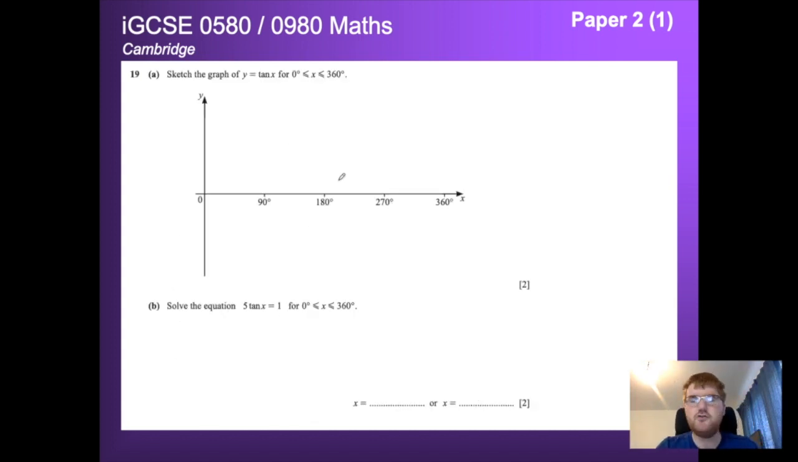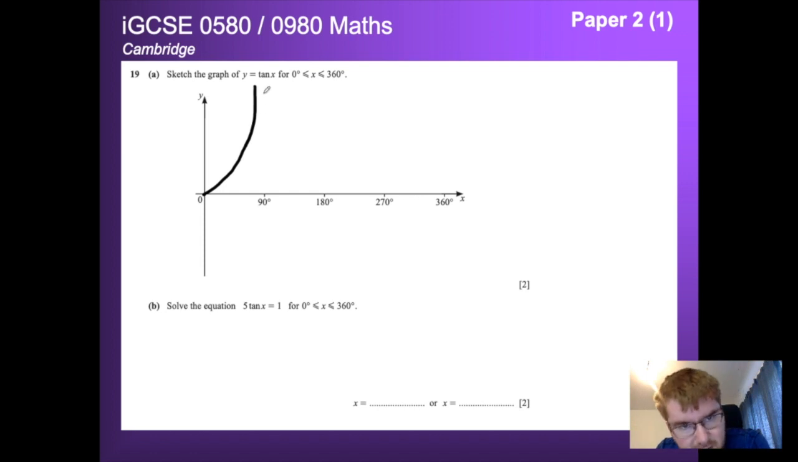Question 19, a bit of trig sketching, so this is always good fun. Sketch the graph of y equals tan x between 0 and 360. So you simply need to know these off by heart. Tan is one that often gets forgotten, so do make sure you revise. So the graph looks like so. I'll do my best with the tablet. So essentially we go up like this, and we go off to infinity.